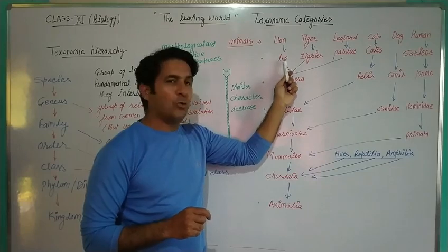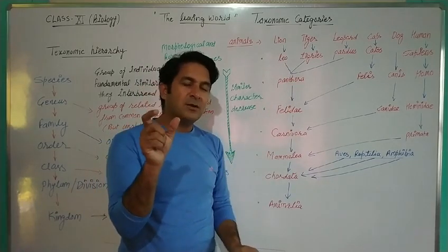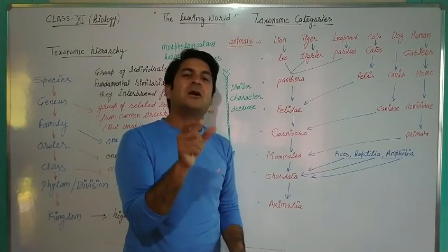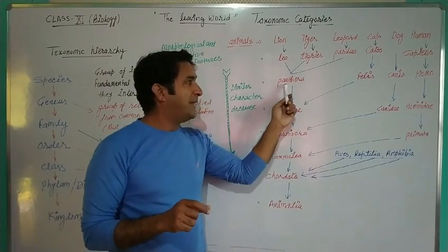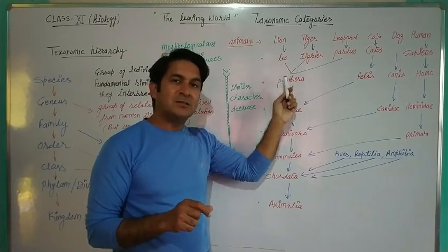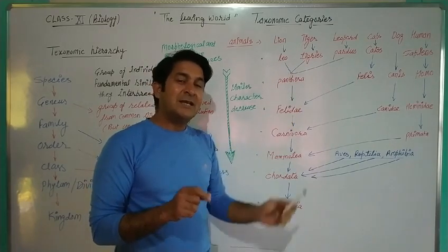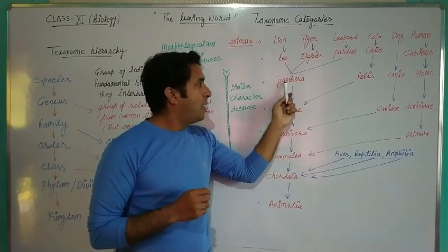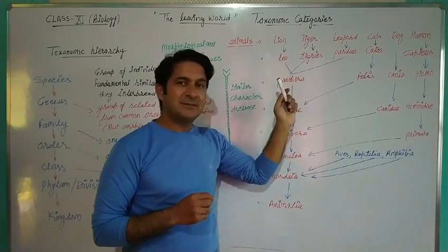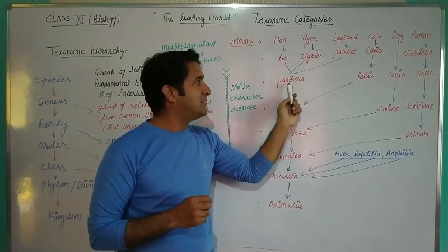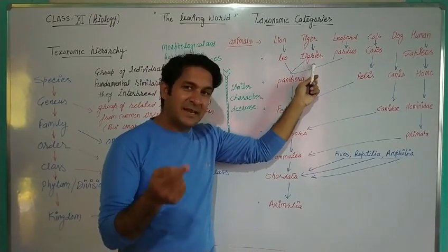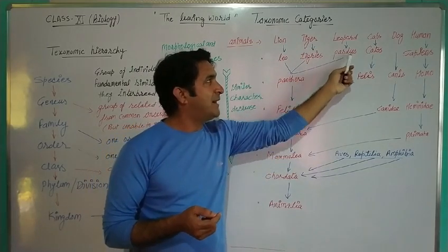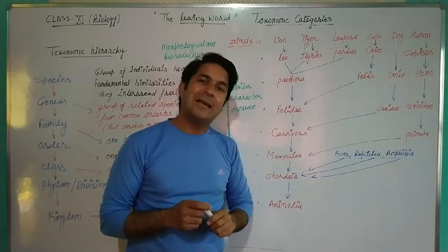So this will set the scientific name of lion: Panthera leo. The first word comes from the genus, and the second word comes from the species. So Panthera leo, genus, species. This is the scientific name of lion. Now Panthera tigris, genus and species, is the scientific name of tiger. Panthera pardus is the scientific name of leopard.